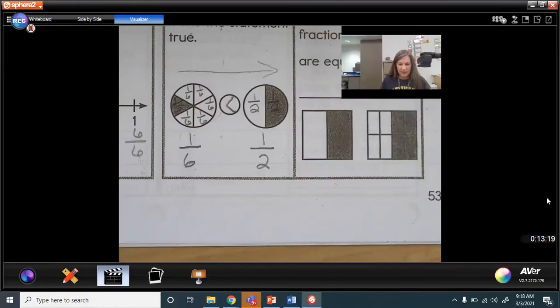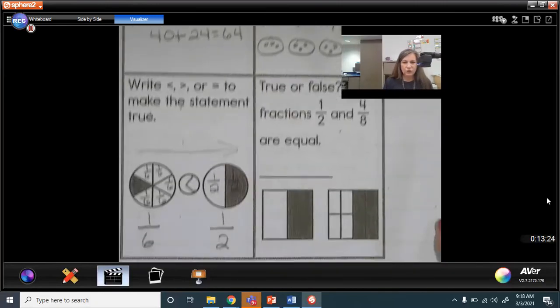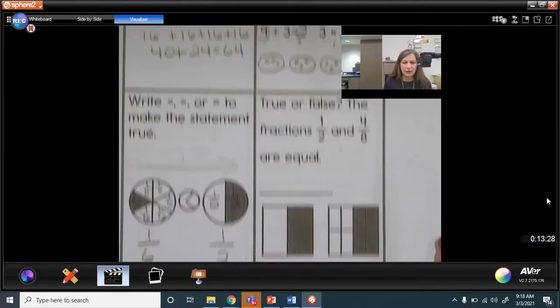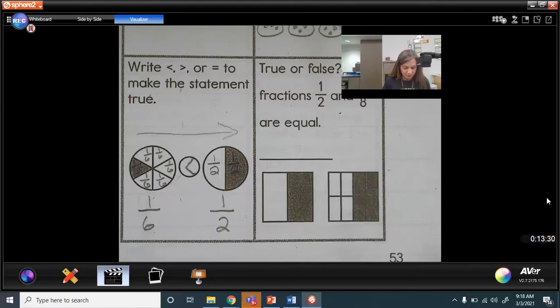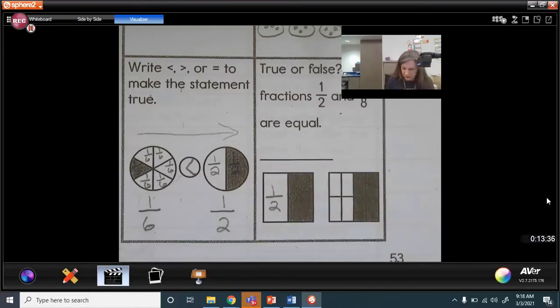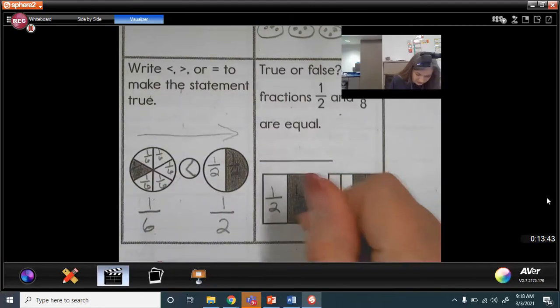Okay, let's take a look at the last one. And we're going to look at true or false. The fractions half and 4/8 are equal to each other. Well, this is a square. This is one of the half pieces. And this is shaded, and it is also one of the half pieces.